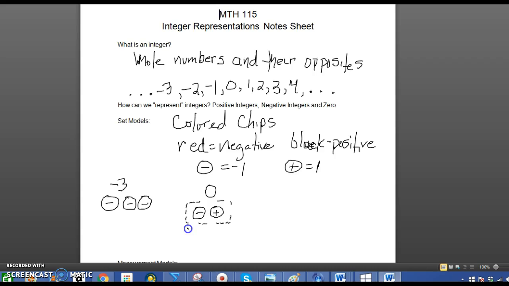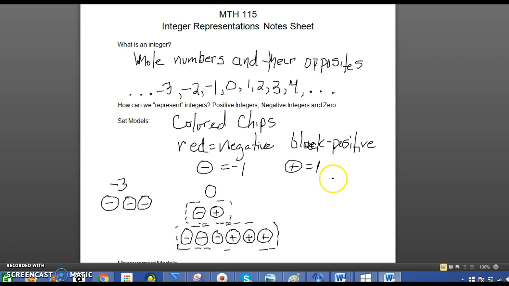So of course, I could do this for the rest of the semester if I wanted to. I could make 0 in an infinite number of ways if I wanted to. So this right here is also equal to 0 because every positive has a negative. Every negative has a positive. They all neutralize each other, and essentially it's like having no chips at all.